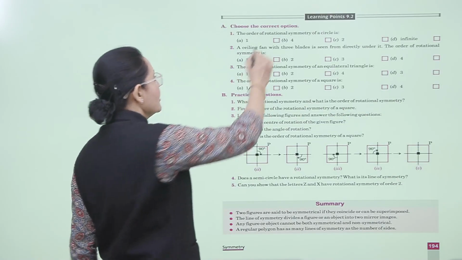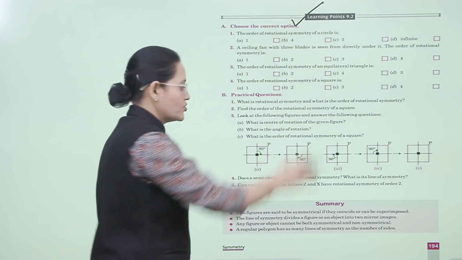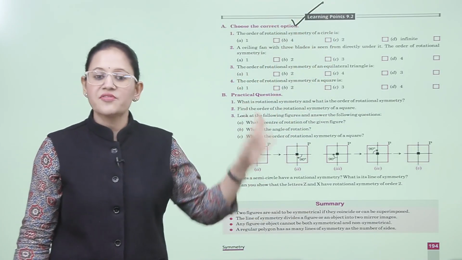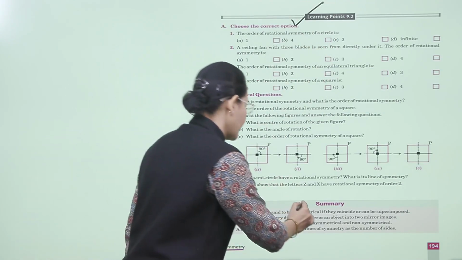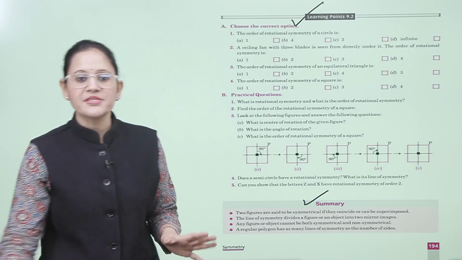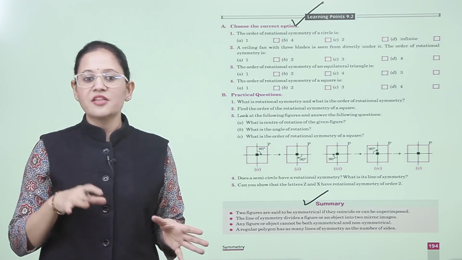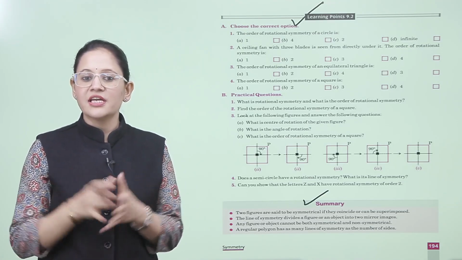Next is Learning Points 9.2. So you have to practice all the questions given in the exercise. Next is the summary. So here we are summarizing the chapter. We are taking the main points which we have covered in the chapter.